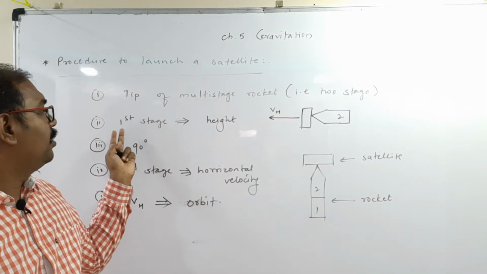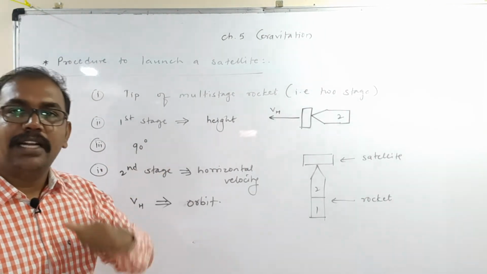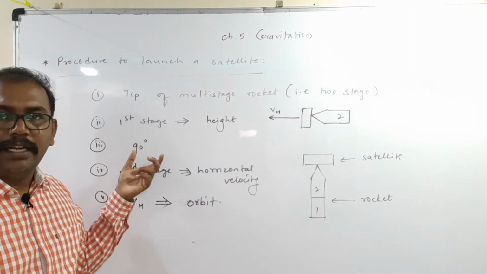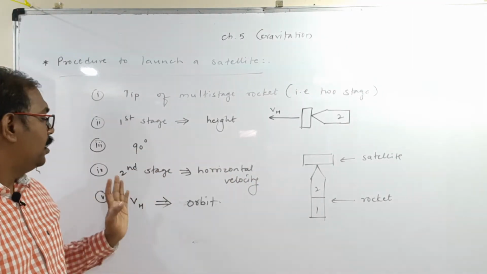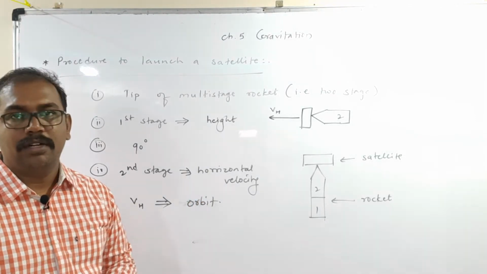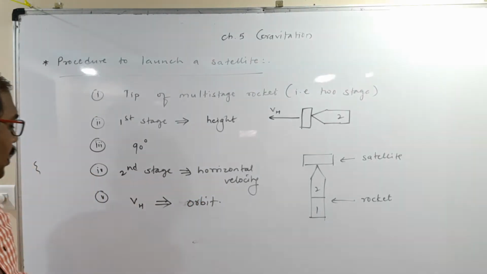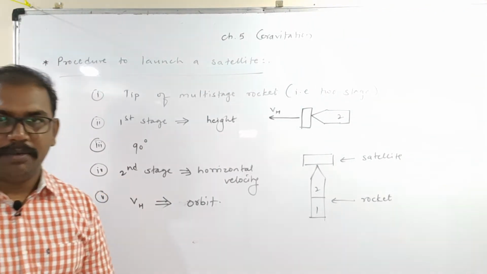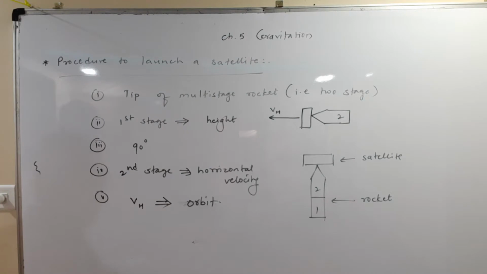The first stage rocket is ignited, and by using that the satellite attains the desired height. Now at that height it is turned through a 90-degree angle, and the first stage is detached. Now the second stage of the rocket is ignited, and by using that we give some horizontal velocity to the satellite. And the magnitude of the horizontal velocity decides the nature or possibility of the orbit. So this is the procedure to launch a satellite.